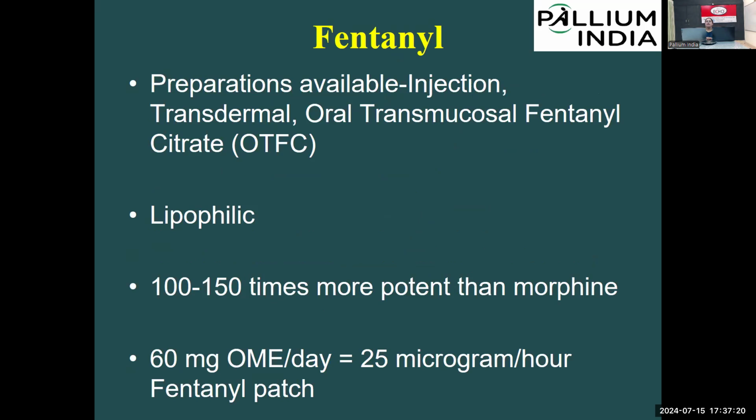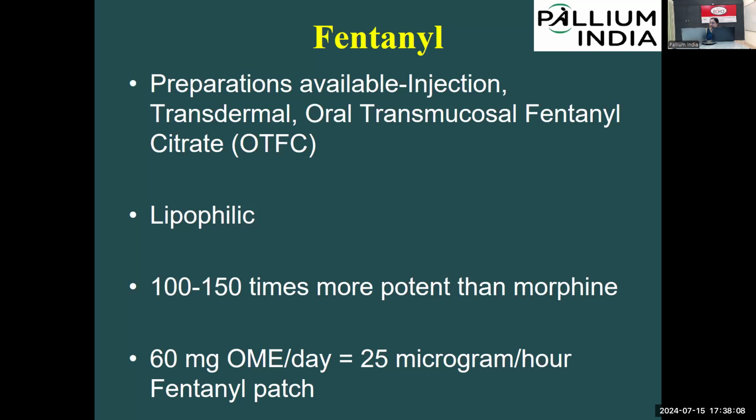So fentanyl is a synthetic opioid, and the preparations available are injectable form, transdermal patches, and lozenges, oral transmucosal fentanyl citrate. It is lipophilic in nature, and it is 100 to 150 times more potent than morphine. That is, 60 milligram of oral morphine equivalent in a day is equal to a 25 microgram per hour fentanyl patch. So when we say a 25 microgram fentanyl patch, it means that 25 microgram per hour of fentanyl is being released into the blood.